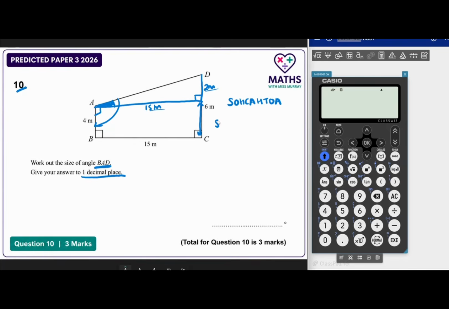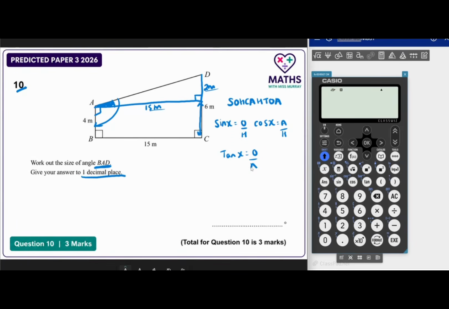They give you these formulas on the front of the exam paper that look like this. So you've got sine x equals O over H, cos x equals A over H, and tan of x equals O over A. So they give you those.